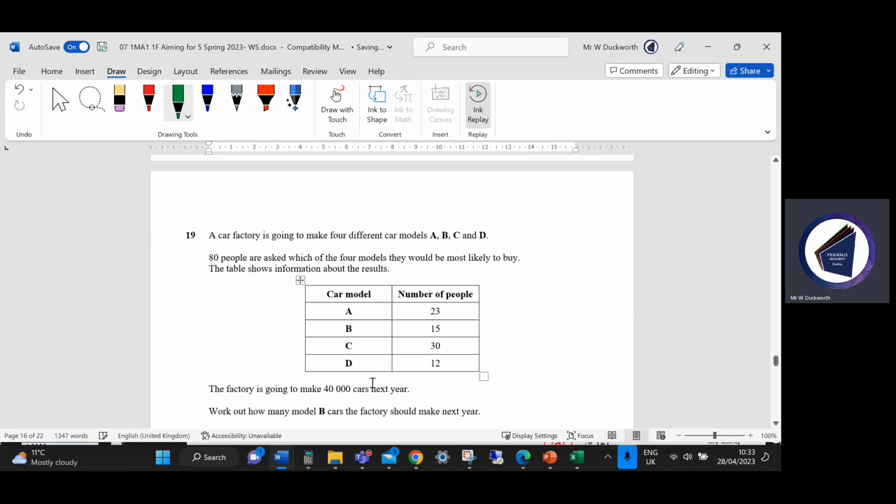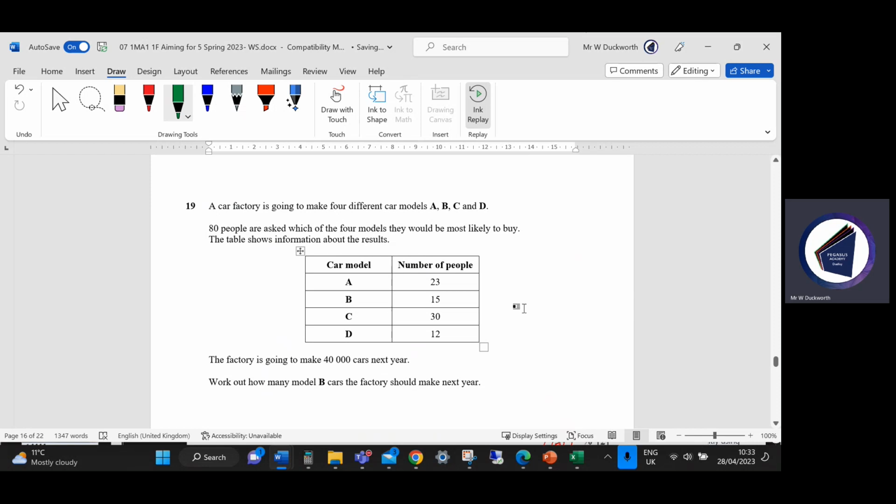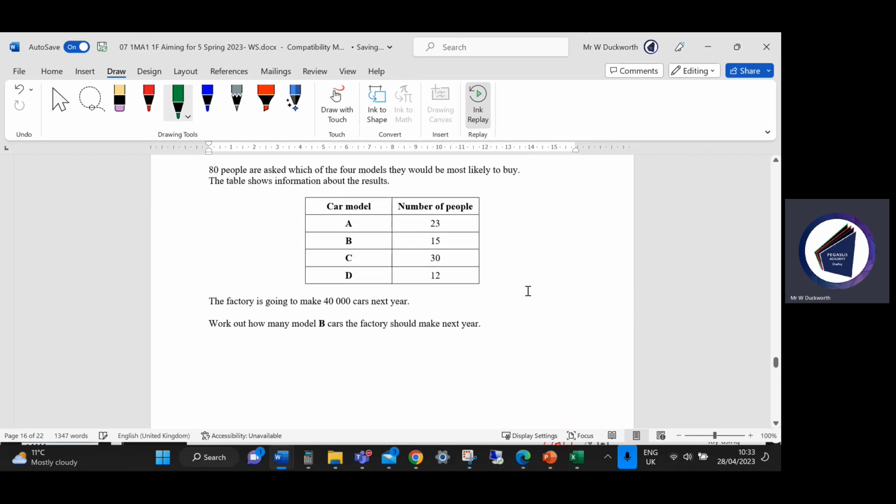Question 19 then. A car factory is going to make 4 different models, A, B, C, and D. 80 people were asked which of the 4 models they would be most likely to buy. The table shows information about their results, number of people, and then we've got the models. The factory is going to make 40,000 cars next year. Work out how many Model B cars the factory should make next year. So, assuming that this is what they're going to make, in effect, I'm going to do 15 over 80 times by 40,000.